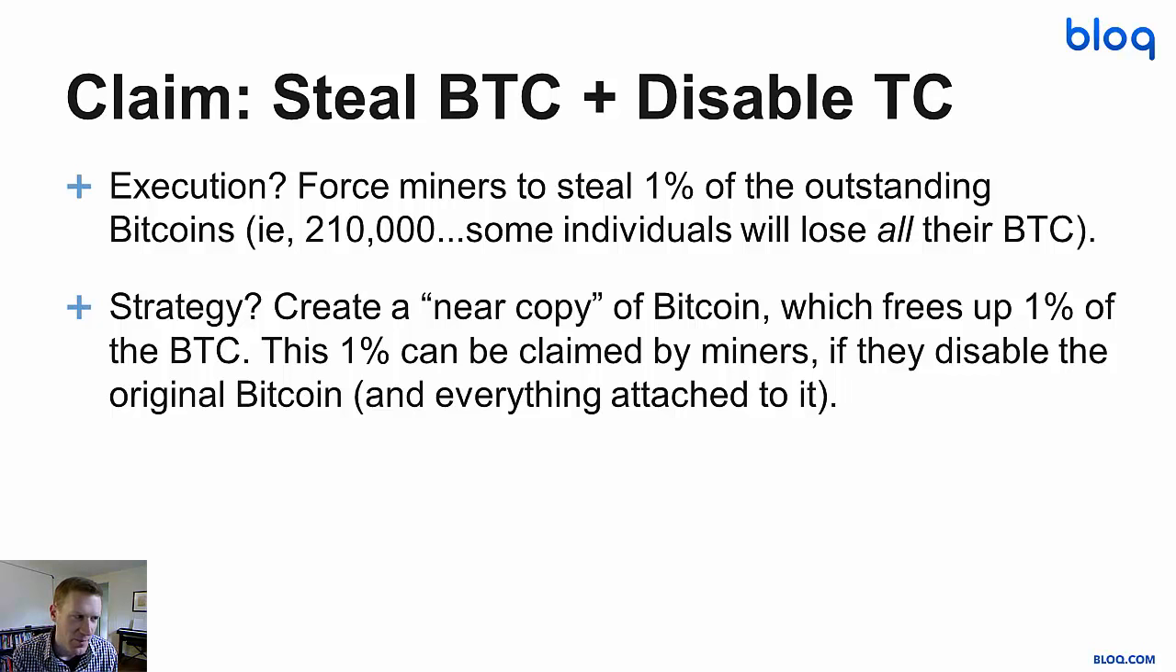So here's the claim. You ready? I'm going to steal Bitcoin and disable Turing completeness, and all I need is one Turing complete sidechain with the assumptions I made before in section one. So how am I going to execute on this claim?